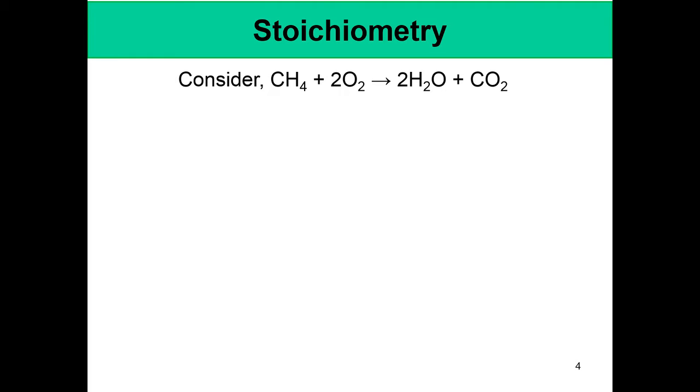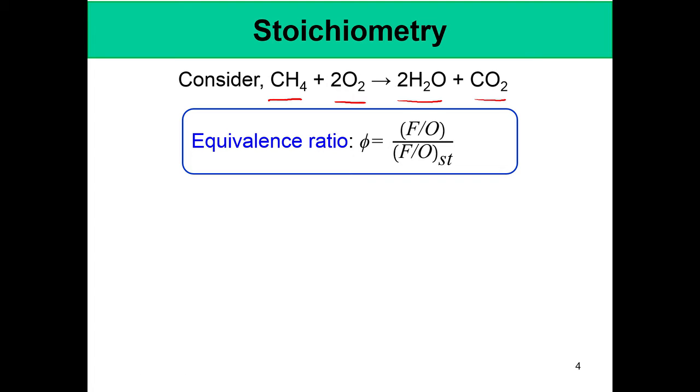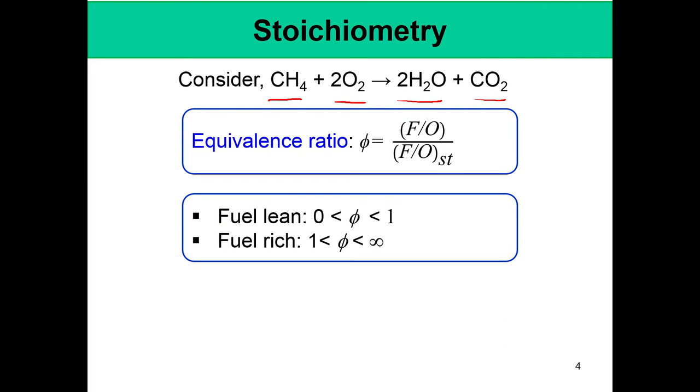So, let us consider the overall combustion reaction of methane, in which this is methane and this is oxygen, and it produces 2 moles of water and 1 mole of CO2. Okay. So, first we define something like an equivalence ratio. Equivalence ratio is the actual fuel to oxidizer ratio divided by the stoichiometric fuel to oxidizer ratio, which you probably already know.